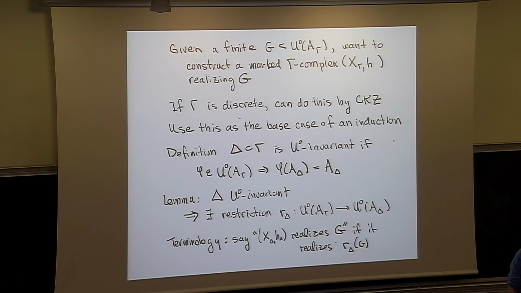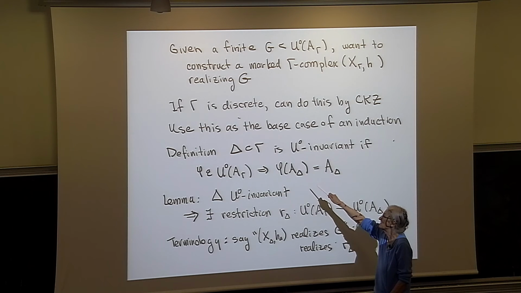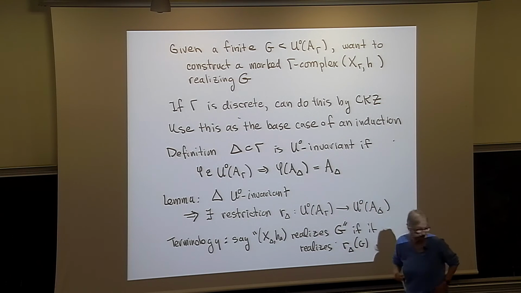So Gamma group, Collins, Kramtsov, and Zimmerman did this already for us. We can use this as a base case of an induction. So we need something to induct on. So what we're going to do is define a subgraph of gamma to be U0 invariant if whenever you have one of these automorphisms, it takes the special subgroup A delta to A delta.